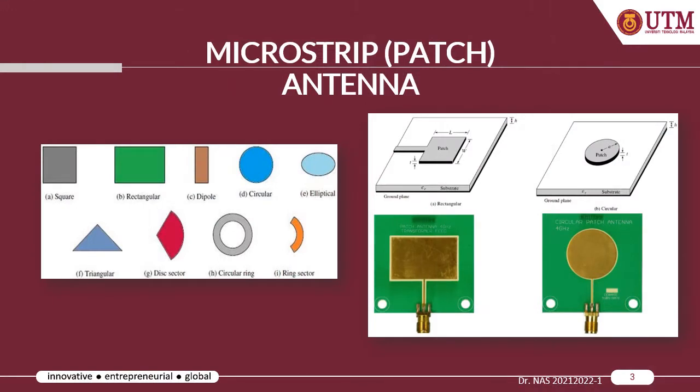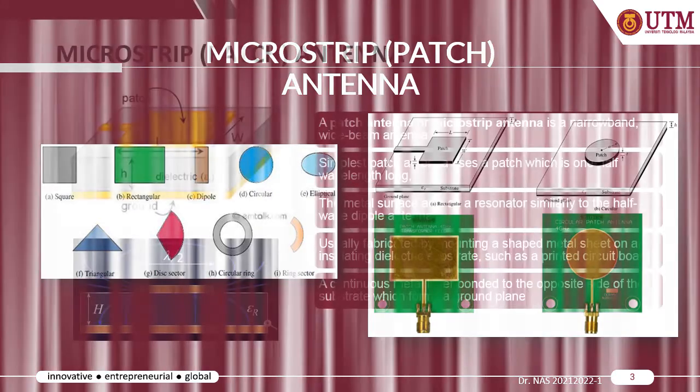Okay, next we are going to discuss the microstrip or patch antenna design. So there are a variety of microstrip patch antenna shapes as shown: square, rectangular, dipole, circular, etc. But there are two most common shapes, which are the rectangular and circular patches.